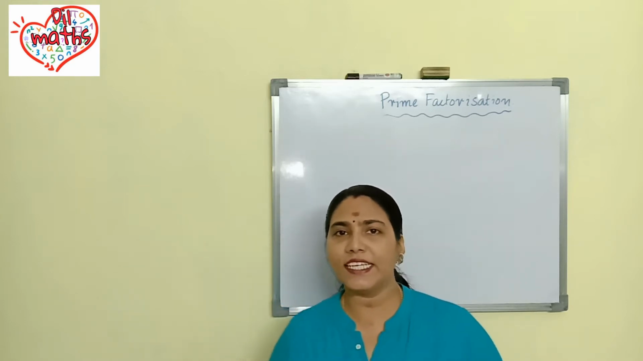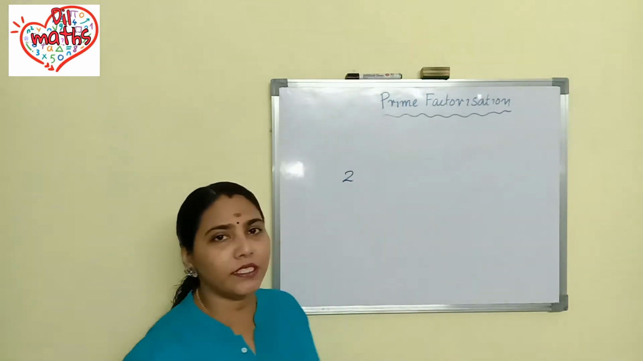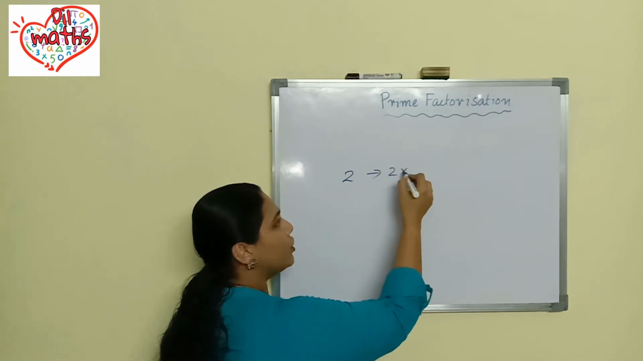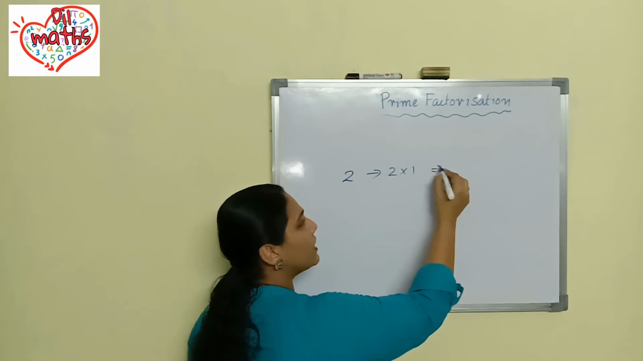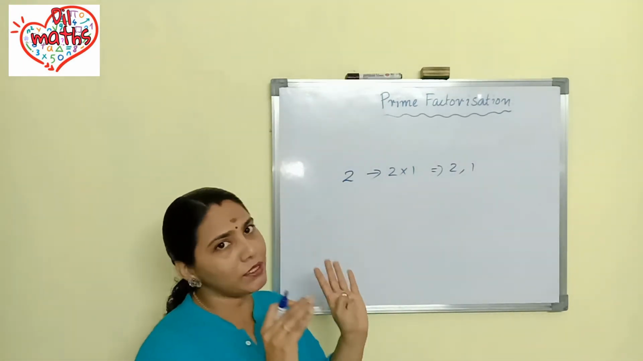So, take an example. If you are taking 2, 2 is the first prime number. How many factors are there for 2? We can write 2 as 2 into 1. That means 2 and 1 are the only factors. So, it is a prime number. Always, a prime number will be greater than 1.